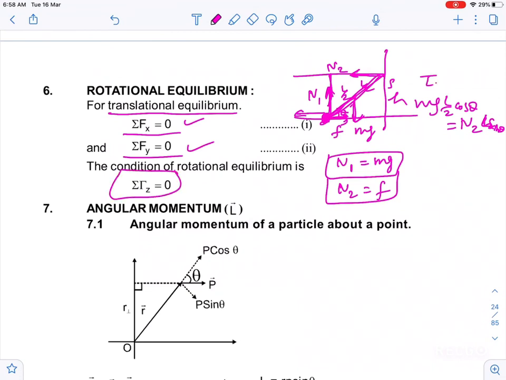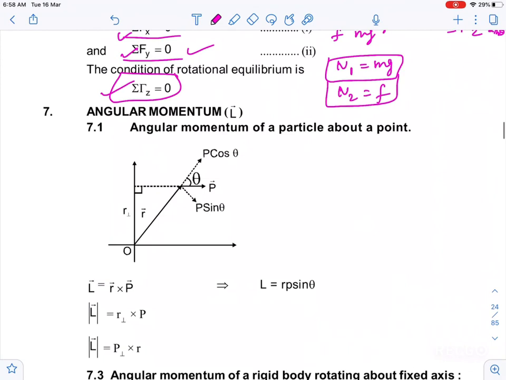This is for rotational equilibrium. Torque you are equating as 0. This you have to keep in mind. And since we have taken direction x and y, torque is always perpendicular to the plane, so that's why you have taken z. Okay, so you have many questions asked on this concept.